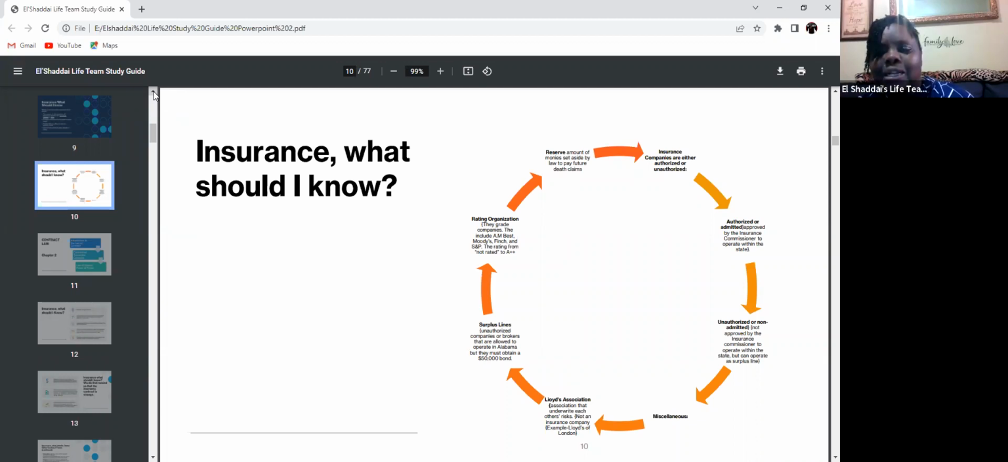We know this. Surplus line, $50,000 bond in the state of Alabama. Surplus line companies, brokers that are allowed to operate in Alabama with a $50,000 bond. Got to remember that. Ratings Association, you're going to see this: AM Best, Moody's, Fitch, and S&P. Reserve: amount of money set aside by law to pay future death claims. That's easy.